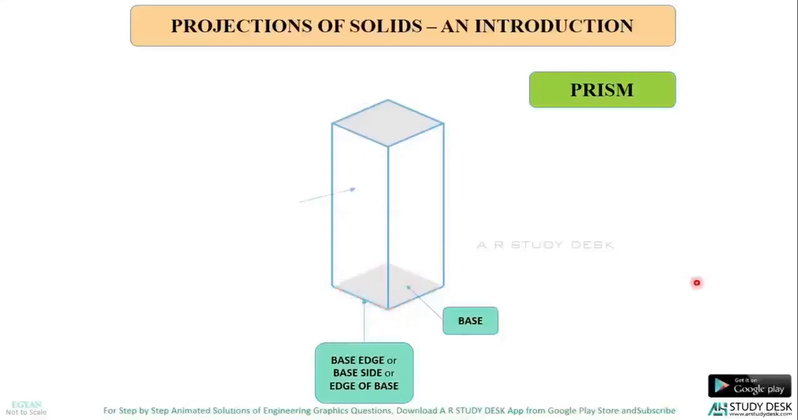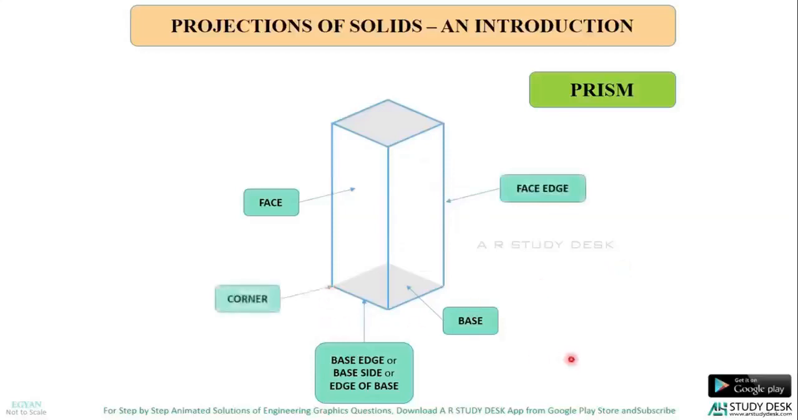Now this is called the face of the prism. You can notice that the face is rectangular in shape. So all the prisms will have a rectangular face. This is another edge, but it is the edge of this face. Am I right? This face. So that is called face edge.